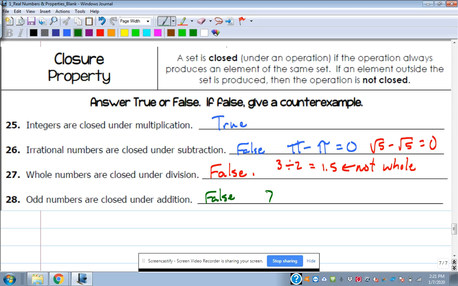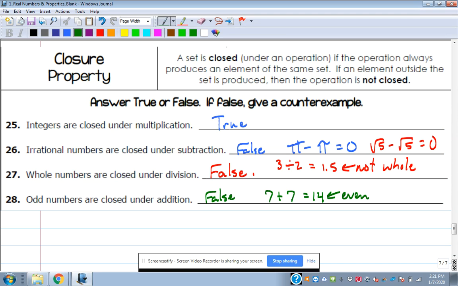And that's a good example. 7 plus 7 equals 14, which is even. And that's why that doesn't work. 7 plus 5 is 12. There's another counterexample. 1 plus 3 is 4. So it doesn't look like odd numbers are closed under addition.